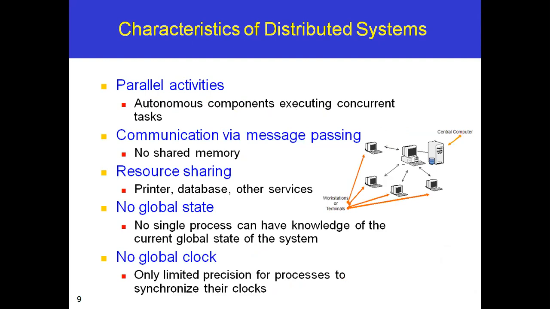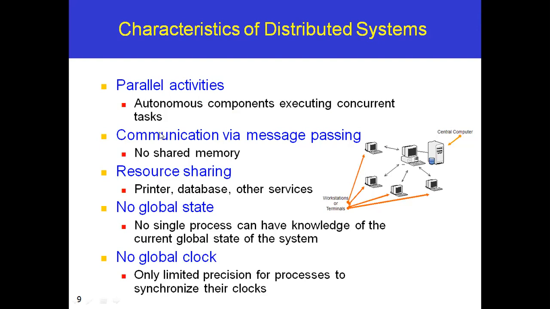Next, characteristics of distributed systems. First one, parallel activities. Parallel activities means all connected networked computers work independently. They might do their own work. They might be autonomous systems, standalone systems. These autonomous systems might work independently, or all are working in parallel. All of them are parallel activities.